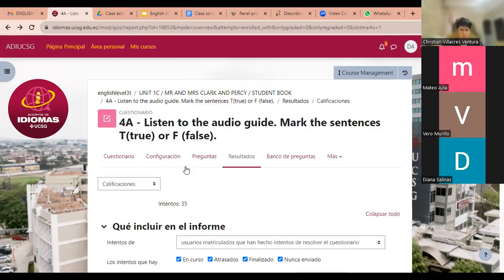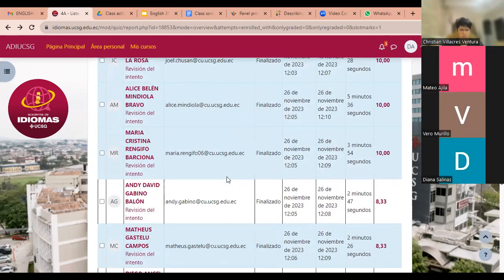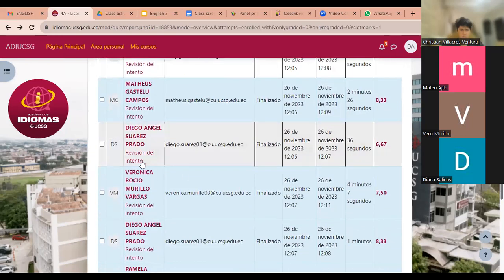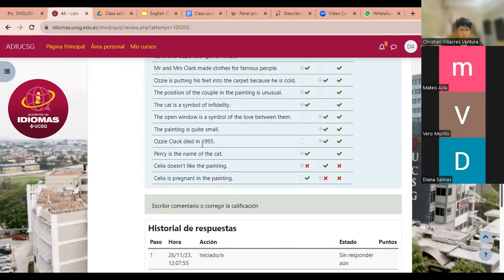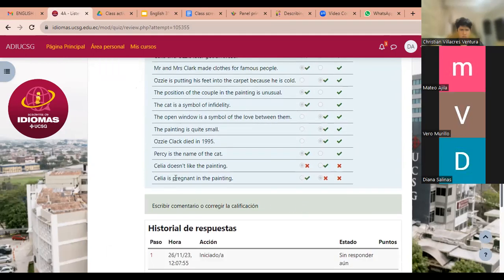Okay, maybe, let me see, Diego, did you try again? Let me reload the page again. Maria Cristina, Andy, Matthews. Okay, let me see. Diego, try it one more time, right? And what was it wrong again? Celia doesn't like the painting. That was actually true. Okay, that's why. Celia is pregnant in the painting.